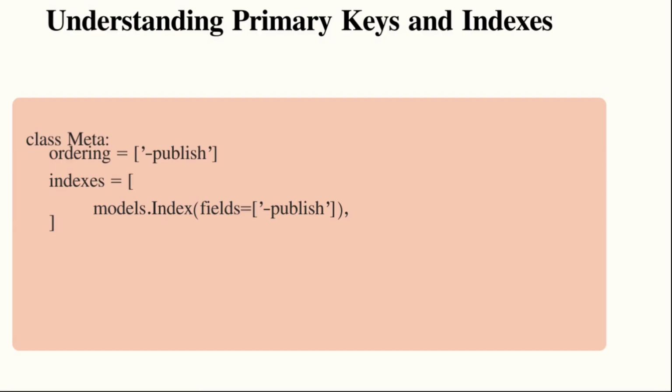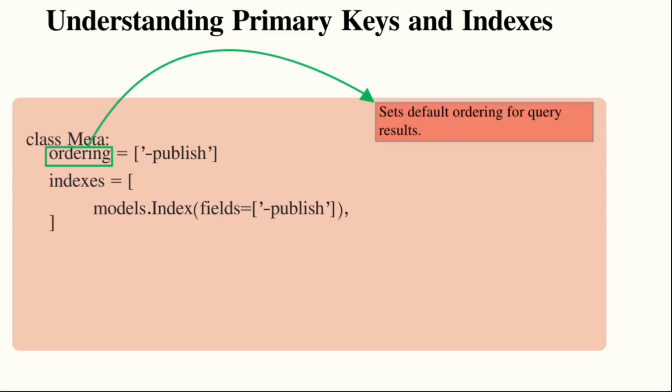Now let's optimize our model with primary keys and indexing. By default, Django adds an ID field as the primary key for each model. You can also define a custom index for faster queries. For example, here is ordering, which ensures that posts are displayed in descending order by publication date.